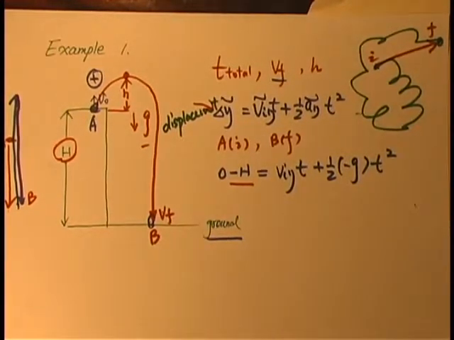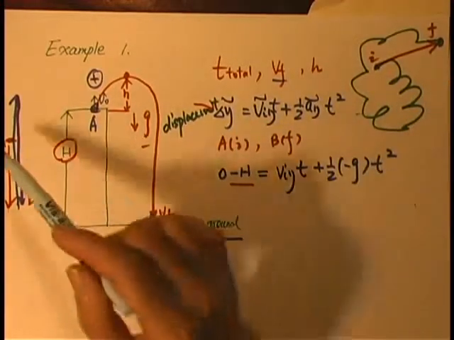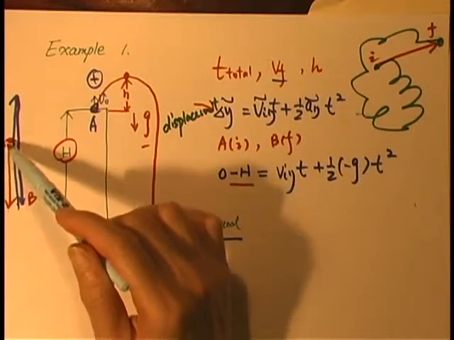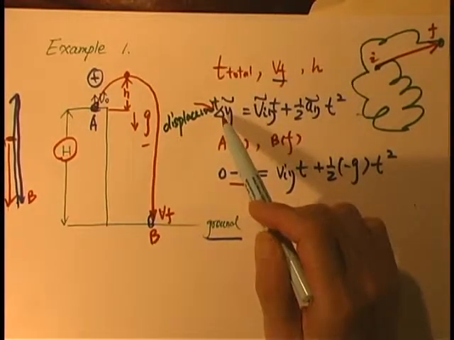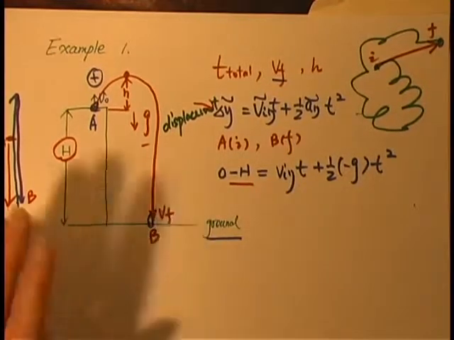So either way, you can use delta y as displacement. You go from the initial point to the final, you find the direction is down, so it's negative, and the magnitude is you went down by H, capital H meters. You get it. Or you use delta y as y final minus y initial. You get the same thing.